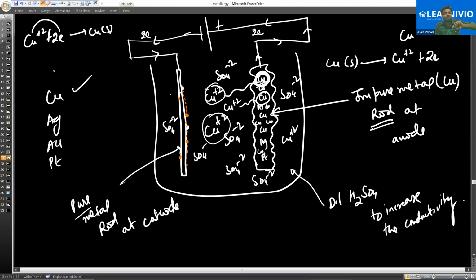One by one, the copper ion from the copper sulfate electrolyte will get converted into copper solid, and the same amount of copper atoms will come into the electrolyte. And this process remains continued. One by one, atoms from this impure anode will go to the cathode, and at last we'll have some impurities, which we call anode mud. Understood? Yes or no?